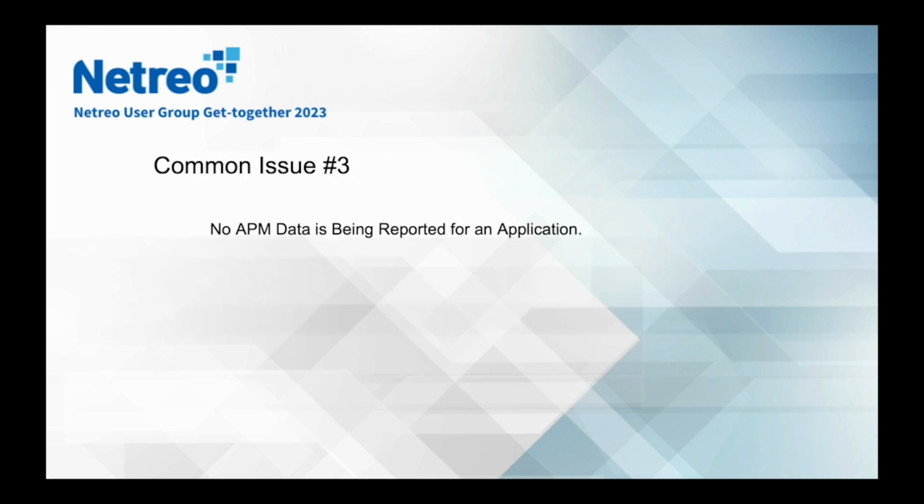Now let's take a look at what is probably the most common issue we get reported to our support team, and that is no APM being reported for an app or several apps. This is a common issue, and there are steps we can take to resolve it. We'll take a look at those now.